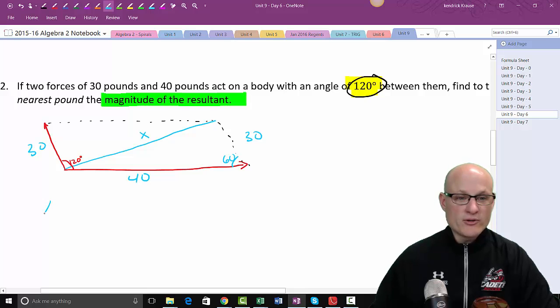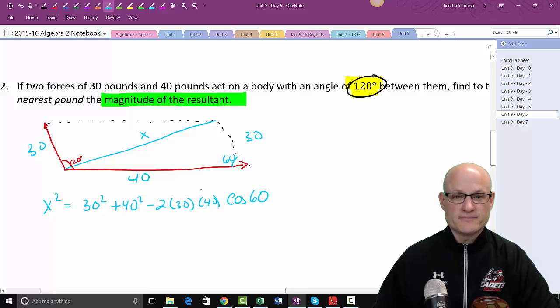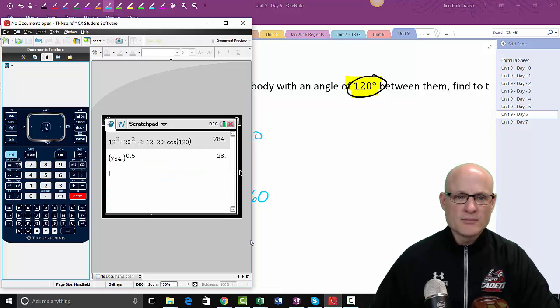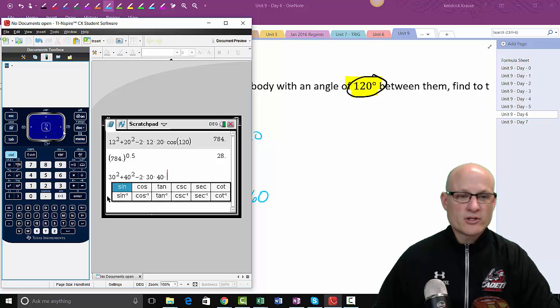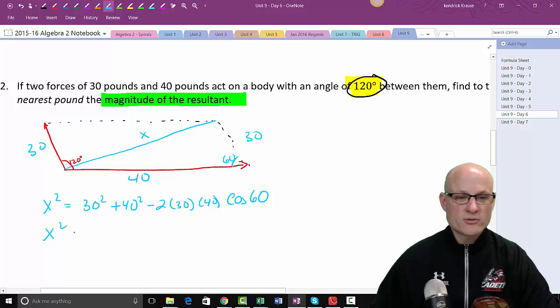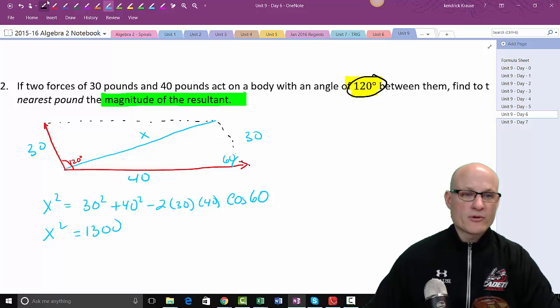Wow, this is easy. So I'm going to do x squared equals 30 squared plus 40 squared minus 2 times 30 times 40 times the cosine of 60. This is going to be a nice number again, too. Maybe not. So 30 squared plus 40 squared minus 2 times 30 times 40 times the, make sure you're using cosine, don't be falling into the sine trap, 60. And I get 1300. So x squared equals 1300. And then I'll take the square root.